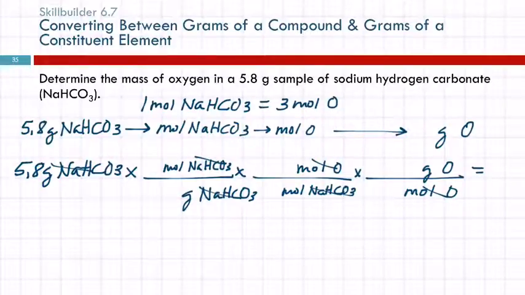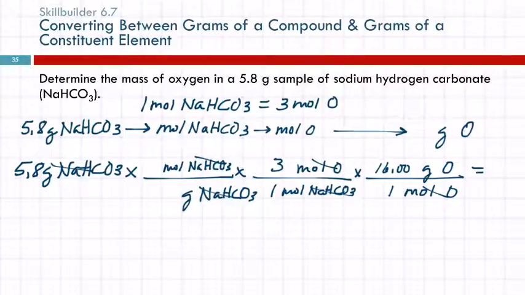I like doing the mole ratio first. So we wrote it down. 1 mole of sodium hydrogen carbonate equals 3 moles of oxygen. Moles of oxygen is on the top, and so the 3 goes with the moles of oxygen, and the 1 goes with moles of sodium hydrogen carbonate. And then over here, I've got grams per mole of oxygen. That's the molar mass. I just look at the periodic table. 1 mole of oxygen weighs 16.00 grams.